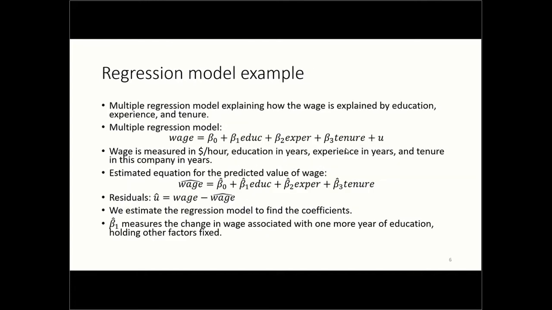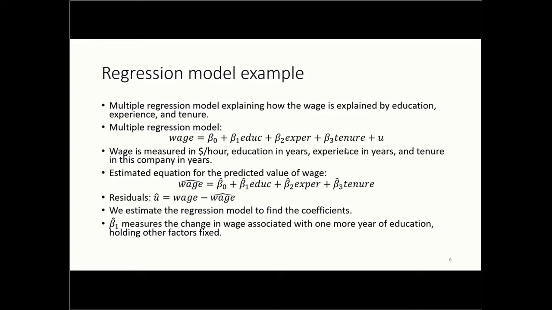So here's an example of a regression model. Here we have a multiple regression model explaining how the wage of workers is explained by their education, experience, and the tenure that they have in the company. So the multiple regression model would be wage equals beta 0 plus beta 1 times education plus beta 2 times experience plus beta 3 times tenure plus u. So here y is wage and the x variables are education, experience, and tenure.